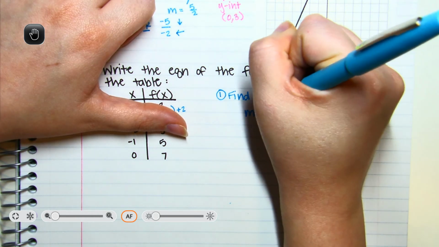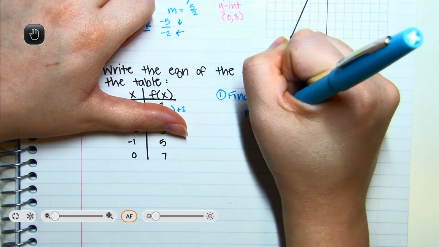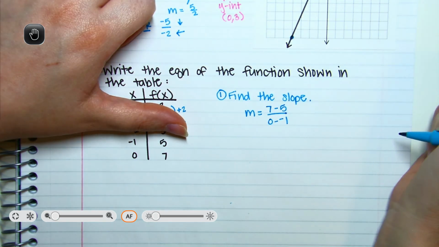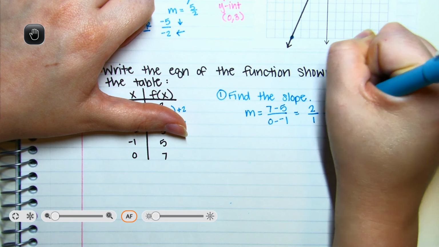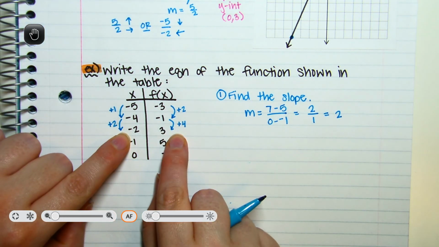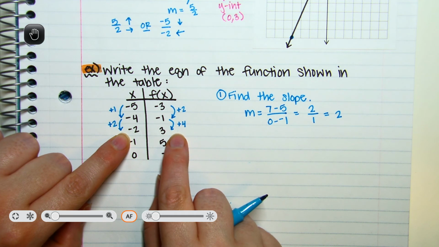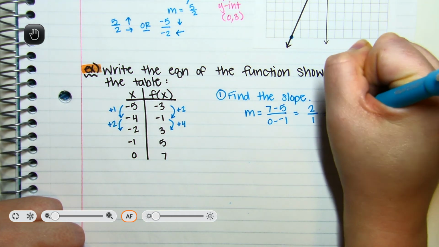So this is going to be 7 minus 5 divided by 0 minus negative 1, which is 2 over 1, which is 2, which is exactly what we found by looking at our little arrows to see how it changes. So we're halfway there.